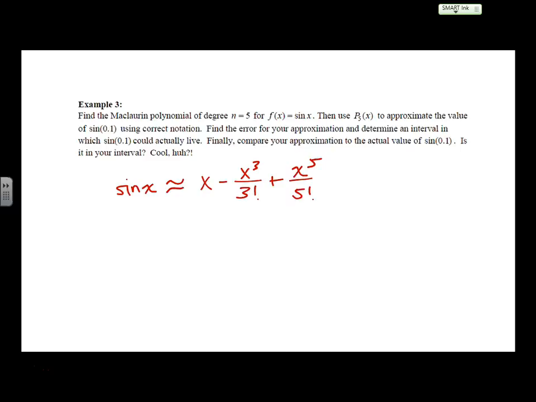Let's write this down in our notes. This is an example. However, we would write this as p sub 5 of x, the fifth degree polynomial. But isn't x 0.1? Is that what we're plugging in? Yes, exactly. We use it to approximate sine of 0.1.